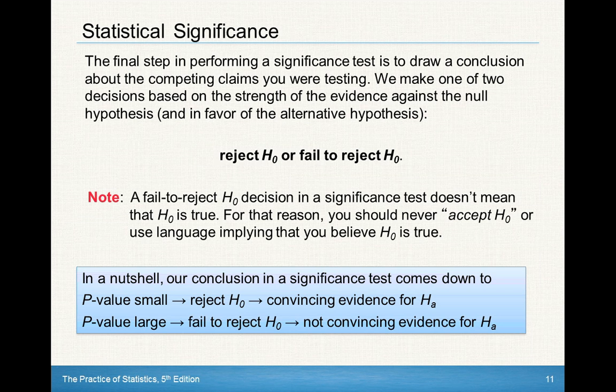In a nutshell, our conclusion in a significance test comes down to this. If I have a small p-value, I'll reject H0 because I have convincing evidence to believe HA. On the other hand, if my p-value is large, I will fail to reject H0, and I do not have convincing evidence to believe HA.